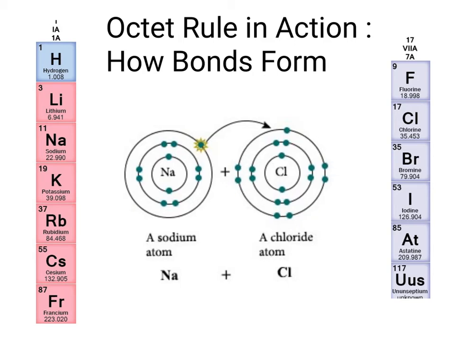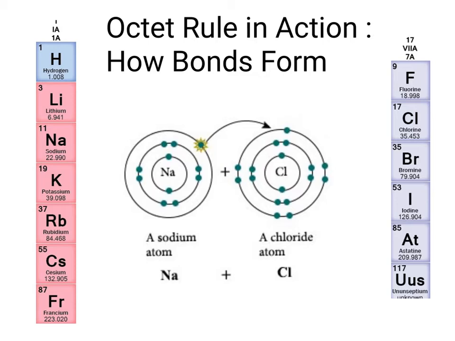Because sodium only has 1 electron in its outer shell, it's easier for it to lose this electron than it is to try to gain 7 electrons or share 7 electrons. Chlorine has 7 electrons, so it's easier for it to gain 1 electron than it would be to lose 7 electrons. When sodium gives away its 1 electron, it gains a positive charge, because remember, electrons are negatively charged. Chlorine gains the electron, so it's going to become negatively charged.